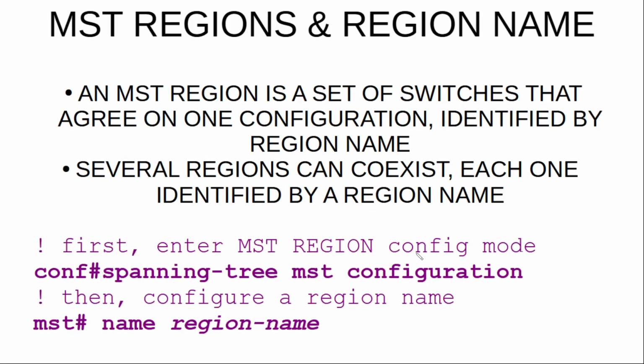Now, MSTs are configured by regions. An MST region is a set of switches that agree on one configuration, identified by a region name. So you go into configuration mode, spanning-tree mst configuration, and issue the command name to set up your region name for a set of switches. Several regions can coexist, each one identified by your region name.